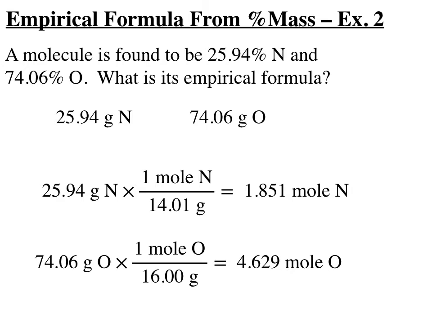Just like previously, I turn to the periodic table. I will find the molar mass of N and divide my 25.94 grams by that and get a number of moles of N to 4 digits. I will take the mass of O and divide by its molar mass and get a number of moles of O to 4 digits. Now again, really technically, this compound could be written N 1.851, O 1.629, because those are representative of the ratio of N to O. But the empirical formula is stated in terms of the lowest whole number ratio, so we need to convert these to whole numbers.